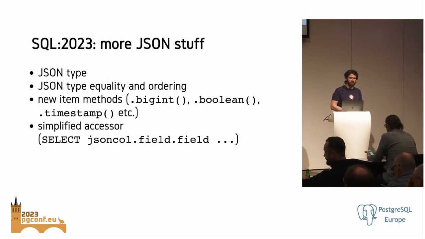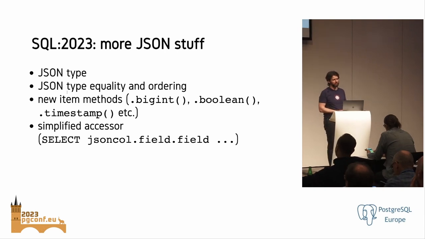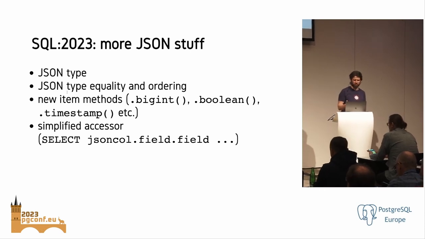This is the new JSON stuff in SQL 2023. The first thing that is maybe surprising to Postgres users: there's a JSON type now in SQL.